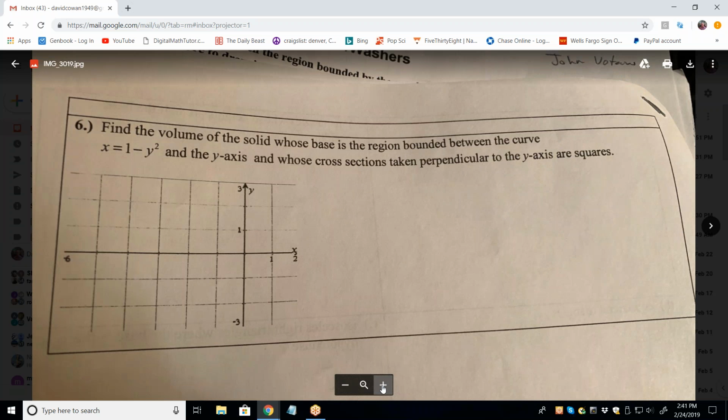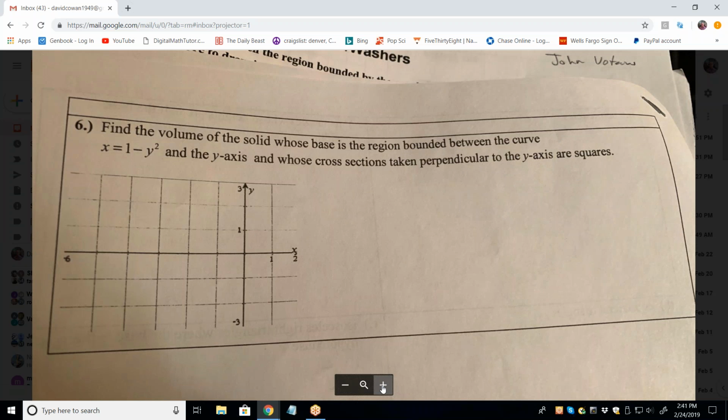Have you gotten yet to solids of rotation, where you take a function and you rotate it over the x-axis and you find the volume of that solid using disks or shells? Yeah, we don't use the shell method. We use the disk or washer method. Okay. The shell method is the tough one.